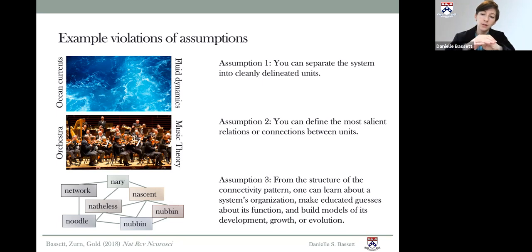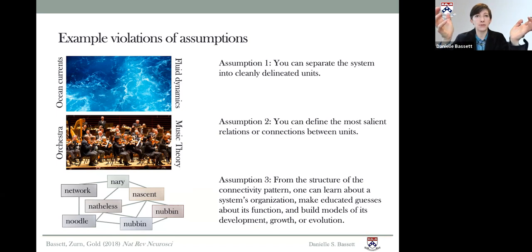For assumption 2, what are the salient relations or connections between units? In this case, I've linked up several words because they share the same first letter. Okay, so we can question whether that was the most salient relation, but it is a relation. It's a phonetic relation. And so then we can ask, well, from that structure that I've created, can we understand something about language, the function of language? And I would argue that understanding whether words share the first letter is not something that helps us to understand how language functions in general.